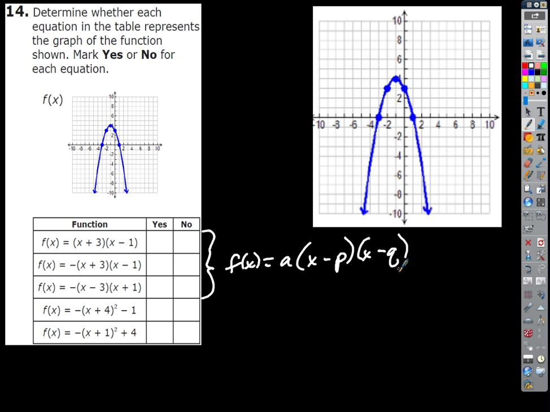Sounds good. Okay, so this is, remember, this is what we call factored form.